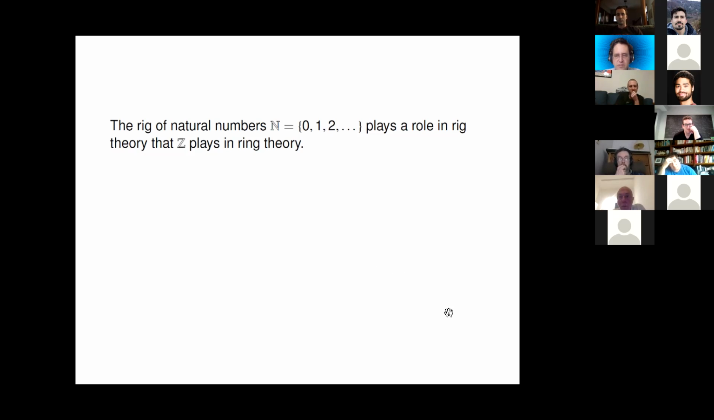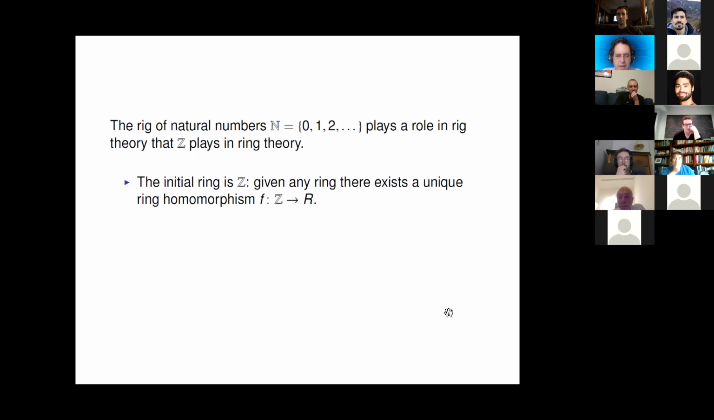So the natural numbers are very fundamental. They're sort of like the integers, but without negatives. The integers are important because they're the initial ring. Given any ring, there's a unique homomorphism from the integers to that other ring, because it sends 0 to 0 and 1 to 1, and that determines it.